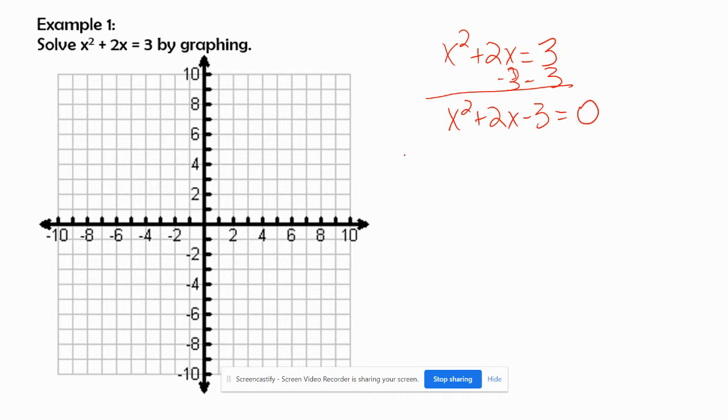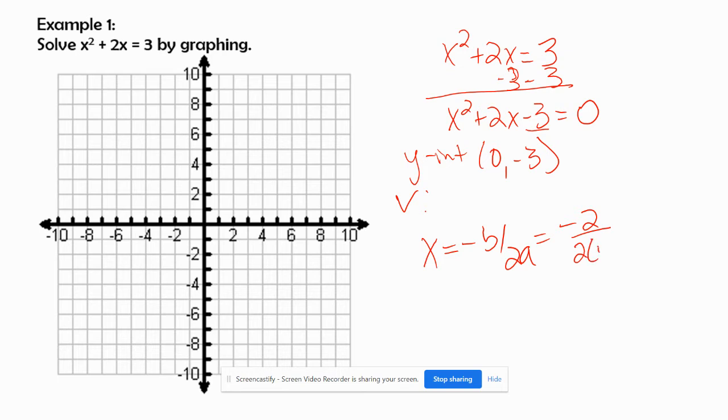Well, what do we know? We know that our y-intercept is at 0, -3, because c is -3. We know we can find our vertex using -b over 2a. Our b is 2 and our a is 1. That's -2 over 2, which is -1, the x value of our vertex.